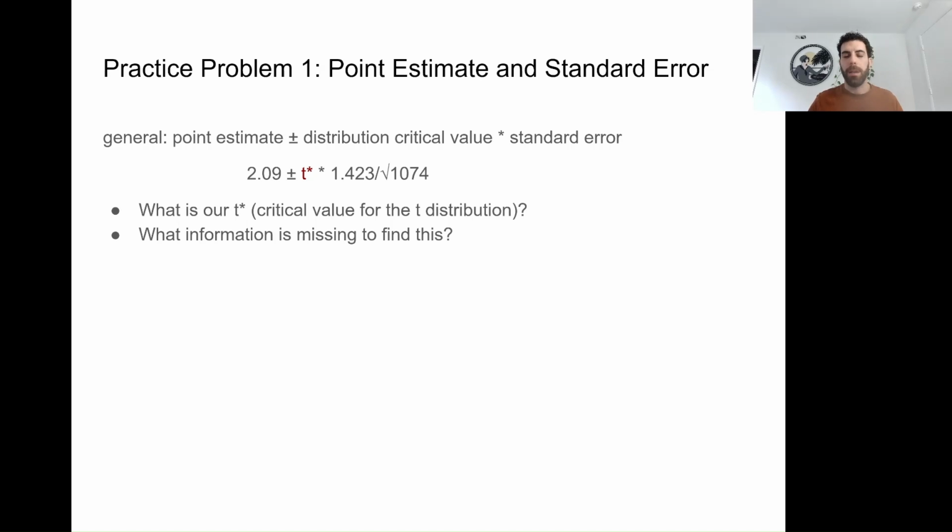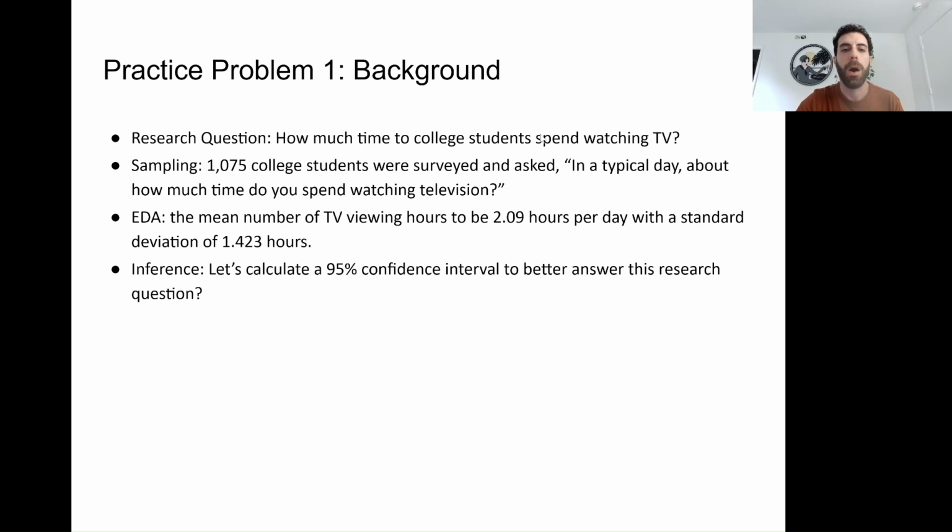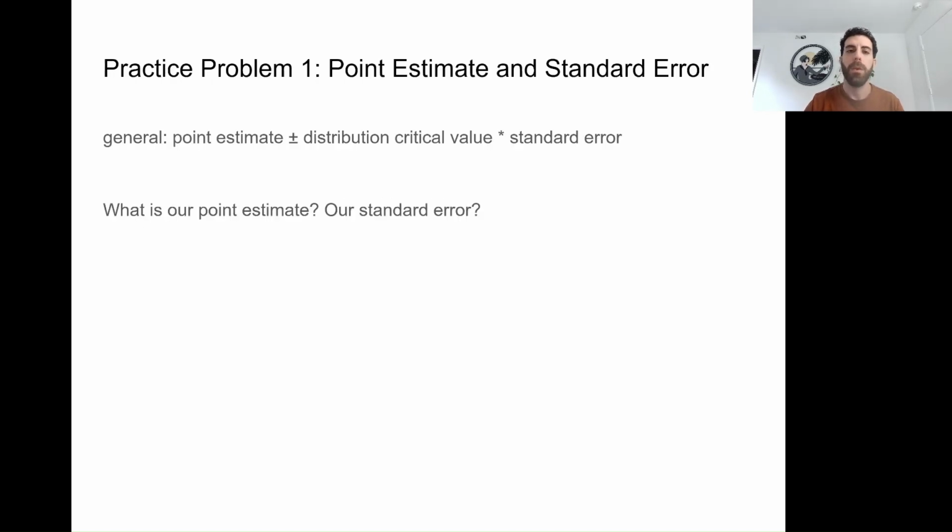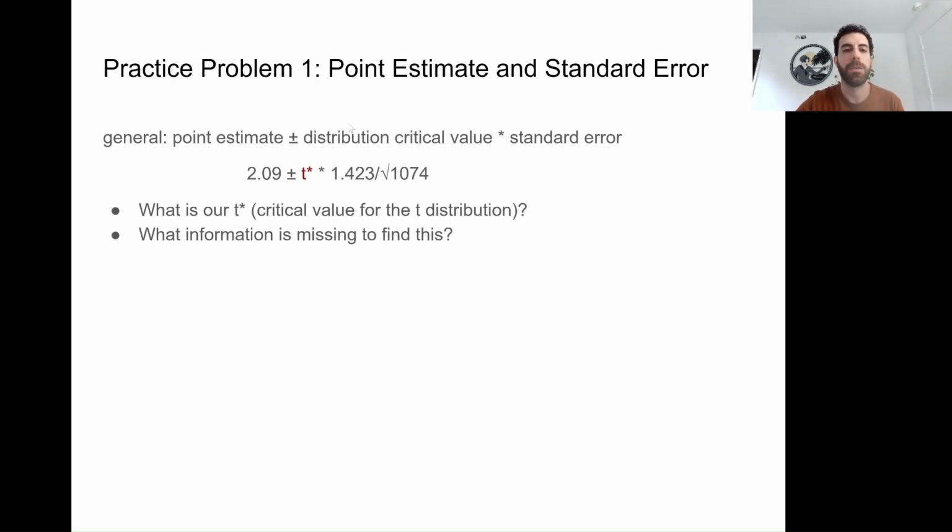Why did I put in t as opposed to z or chi-squared or any of the other distributions we covered, f? Why do you think I put in the t? And the reason I put in the t distribution, at least to start, is because we don't know our true standard deviation, right? This is the standard deviation of our sample in our EDA. We don't know the population standard deviation, which is necessary to assume normality. So instead, when we don't know the true standard deviation, we use our t distribution.